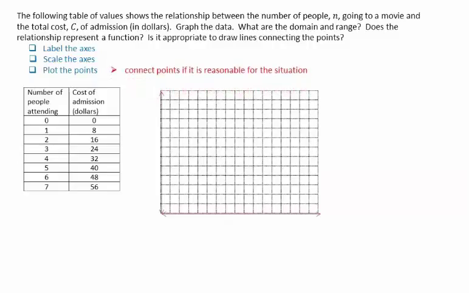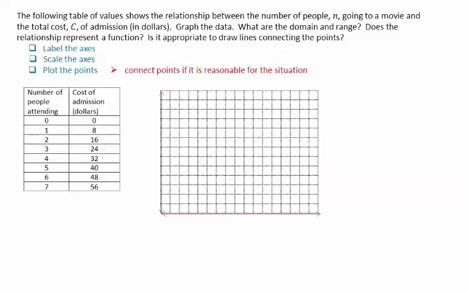Connect the points only if it is reasonable for the situation. This means only if both variables consist of all real numbers between the points. First of all then, let's label the axes.